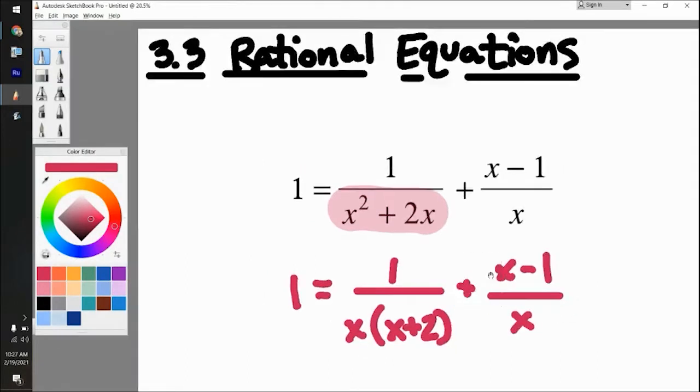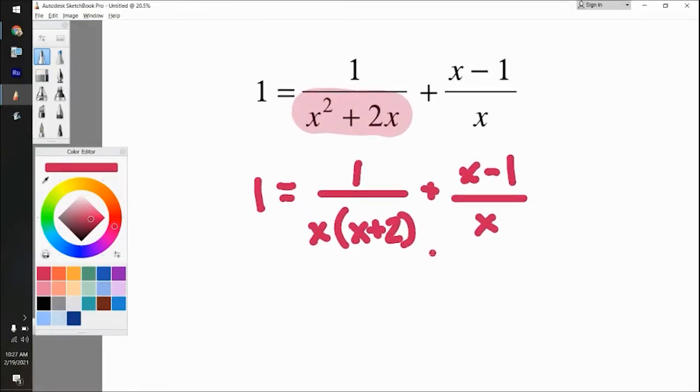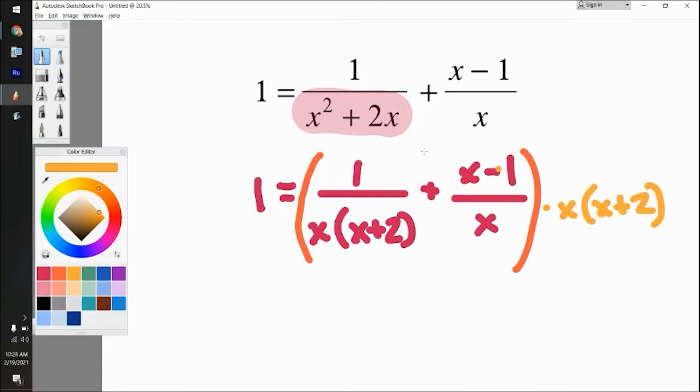We want to get rid of all the fractions. So what we're going to do is multiply this entire side by all of the denominators. This first one right here, I'm going to multiply by x times x plus 2. And I'm going to do the same thing over here, because what you do to one side, you equally have to do to the other. Get something like that.